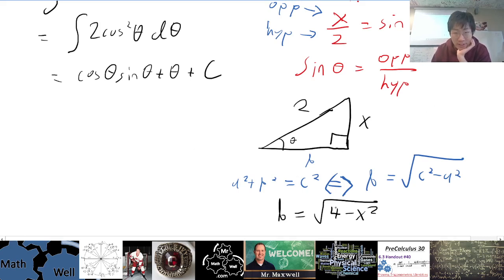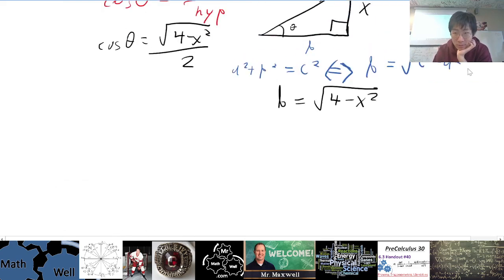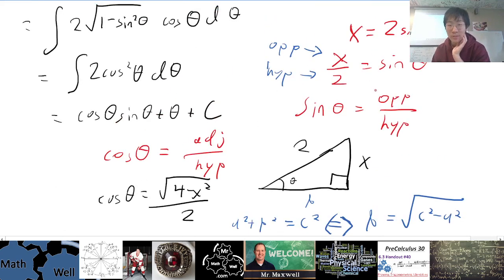So now that we know the adjacent side, which is root 4 minus x squared, we can solve for cos theta, because cos theta is equal to adjacent over hypotenuse, right? That makes cos theta in this case equal to root 4 minus x squared over 2. Okay, that's cool. So now I have cos theta, sine theta, and we just need theta. Let's go back to this x over 2 equals sine theta again.